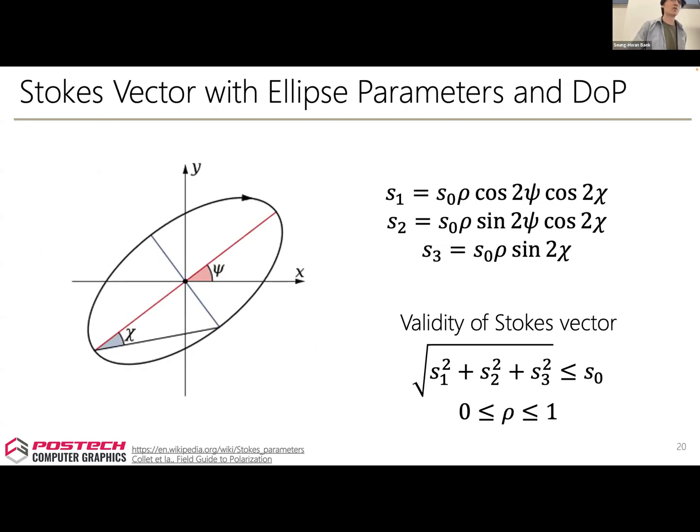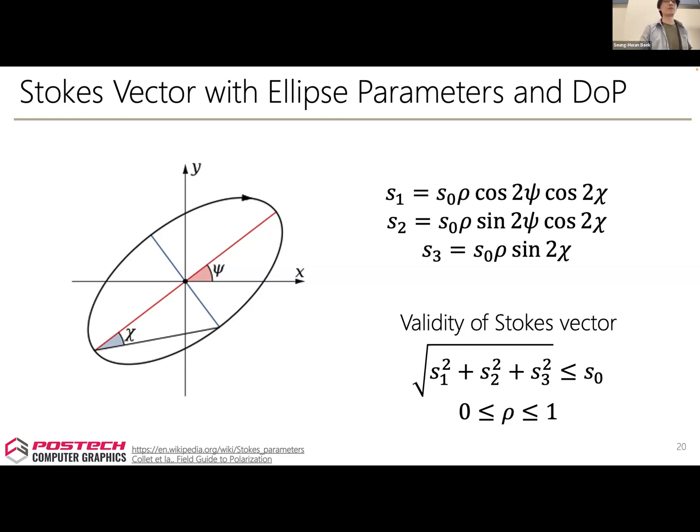So now you know what the polarization ellipse is, what the Stokes vector elements are, and what the degree of polarization is. Then we can define these Stokes vector elements again with three parameters: the orientation angle, the ellipticity angle, and the degree of polarization. Here, S1 can be defined as the multiplication of S0, the total intensity of light, and rho, the degree of polarization. And then we have some interesting cosine terms: cosine 2 psi, where psi is the orientation angle, and cosine 2 chi, where chi is the ellipticity angle. We can define S2 and S3 similarly.